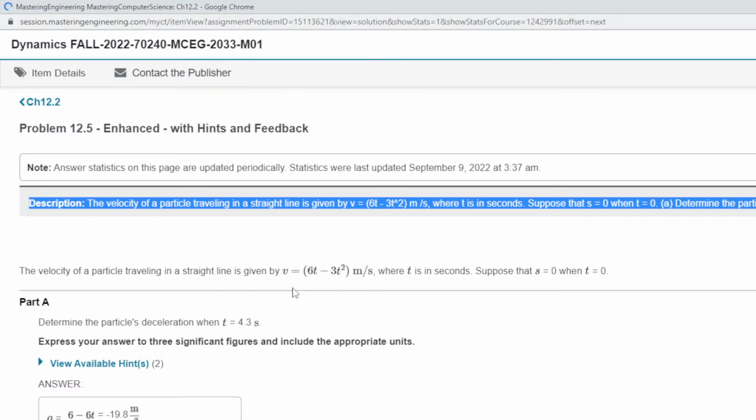Velocity of the particle travels a straight line like that. Suppose s is equal to 0 when t is equal to 0. Determine the particle's deceleration when t is equal to whatever. And that just goes back to that. Okay, so you got this one.